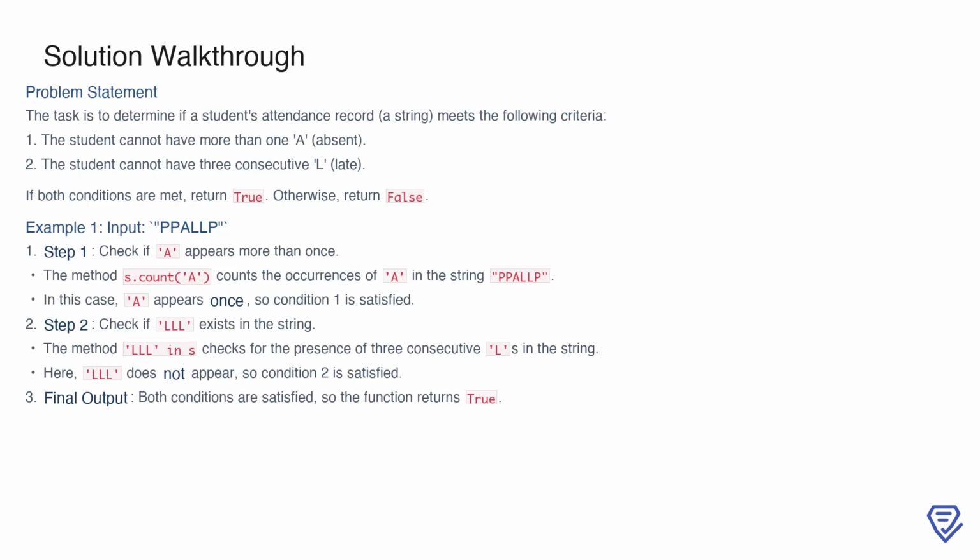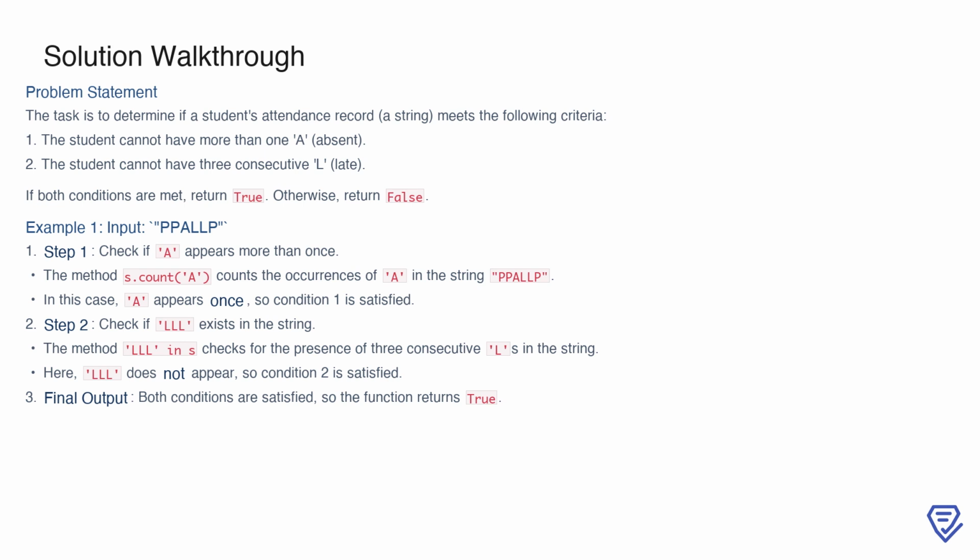This problem requires us to evaluate a student's attendance record based on 2 conditions. First, the record should not have more than one A, which represents an absence. Second, the record should not contain 3 consecutive Ls, meaning the student was late 3 times in a row.